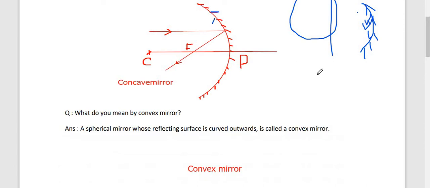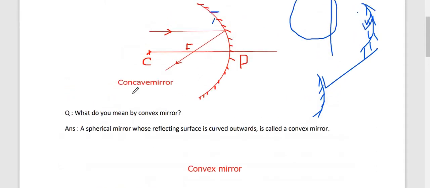Now if you want to make this side the reflecting surface, means light will fall on this surface and will go back, means there will be reflection, and this part is painted, then that type of mirror will be called a convex mirror.